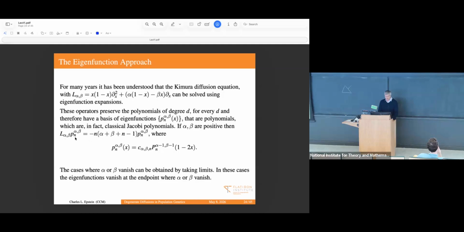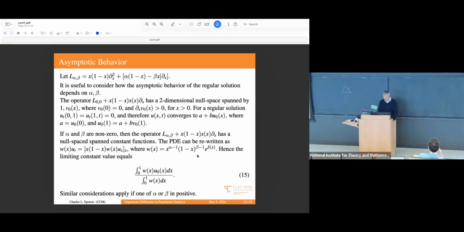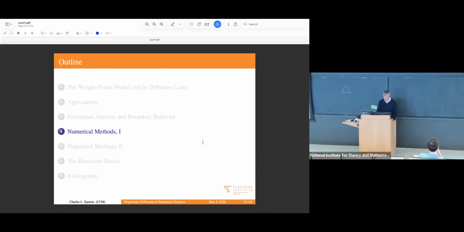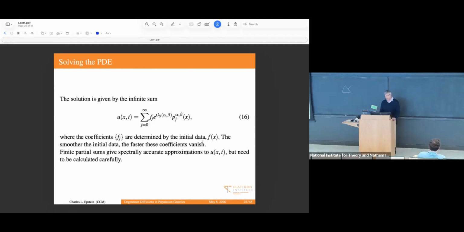So L alpha beta of P n alpha beta is minus n times alpha plus beta plus n minus 1 times P n alpha beta. And P alpha beta is just a rescaled version of the alpha minus 1, beta minus 1 Jacobi polynomial. The Jacobi polynomials are the polynomials which are orthogonal with respect to that weight, where that's not there, just x to the alpha minus 1, 1 minus x to the beta minus 1. That's how you get Jacobi polynomials. Okay, and you can also figure out exactly what the eigenfunctions are when alpha and beta vanish by taking limits if you're careful.